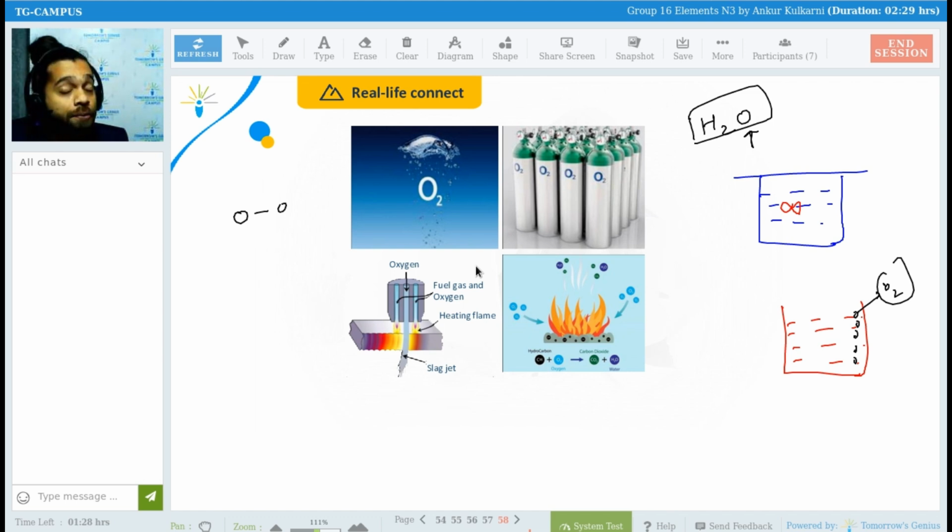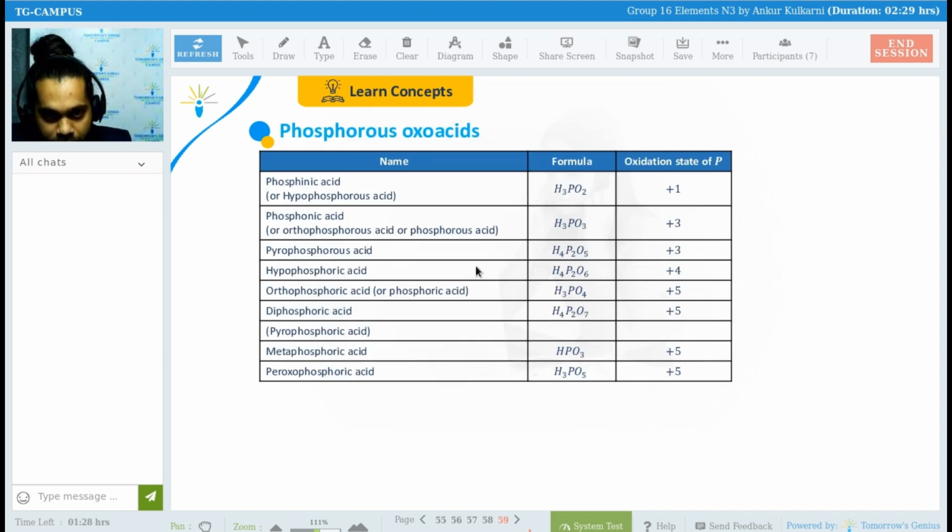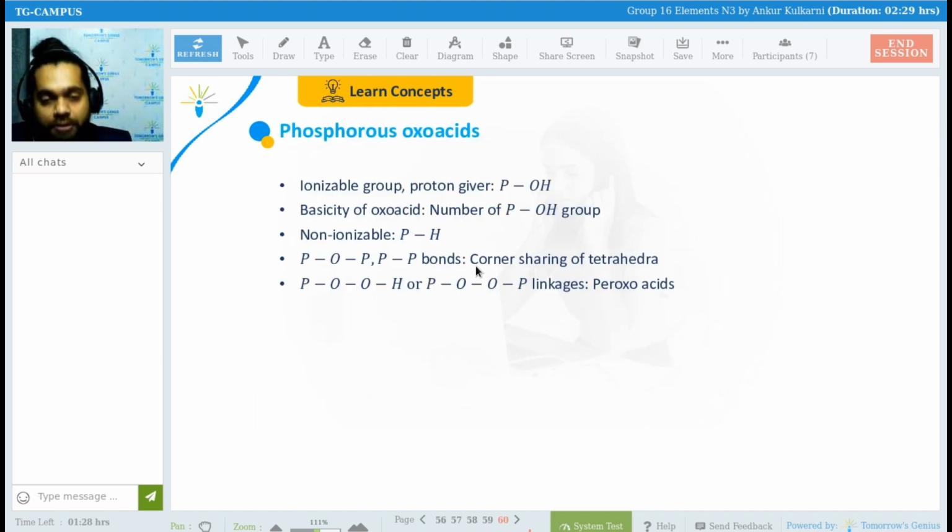That's why we never put extremely clean water in the fish tank. There is a possibility that our fish might die because it does not have that much oxygen. Is it clear, everyone? Okay. Chalo, let us do oxoacids.